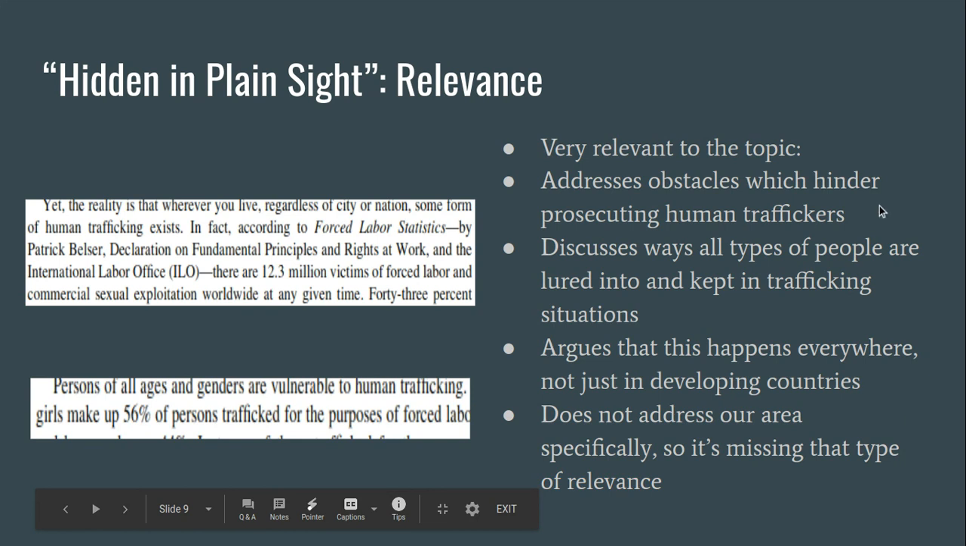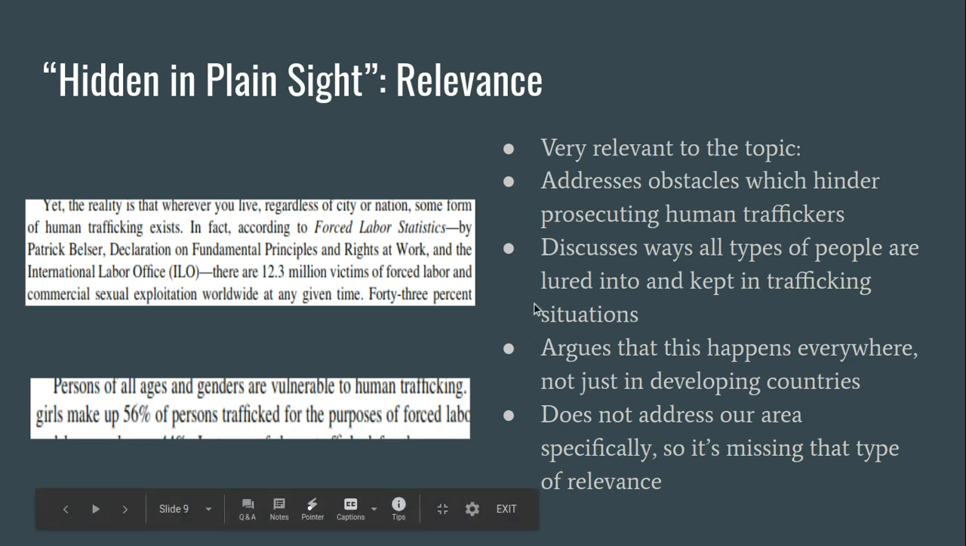So it addresses obstacles that hinder prosecuting human traffickers. It discusses ways all types of people are lured into and kept in trafficking situations. It argues that this happens everywhere, not just in developing countries. However, it doesn't address our area specifically, so it's missing that particular type of relevance. But maybe one of the other sources would sort of fill us in on that. I would have to look into it, right, as a student.